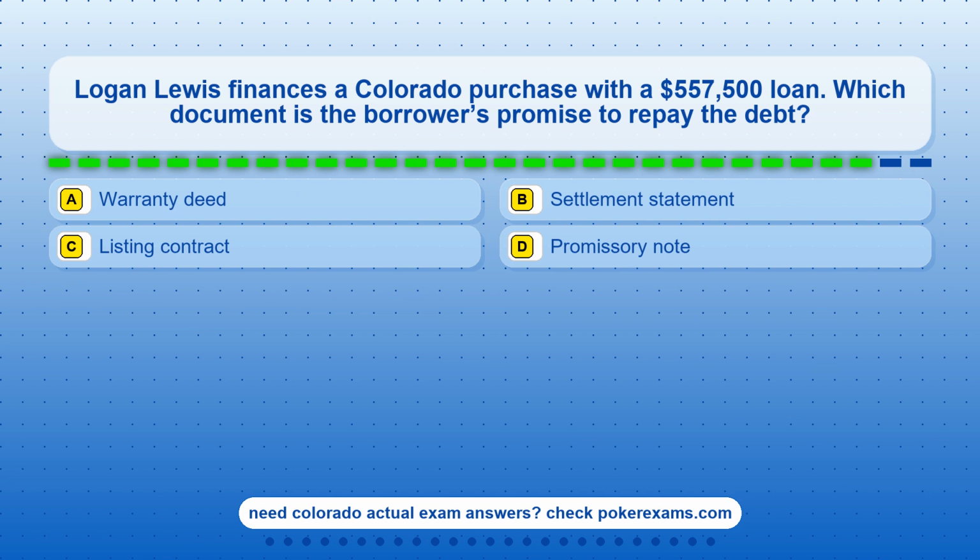Question 17. Logan Lewis finances a Colorado purchase with a $557,500 loan. Which document is the borrower's promise to repay the debt? Option A. Warranty deed. Option B. A settlement statement. Option C. Listing contract. Option D. Promissory note.